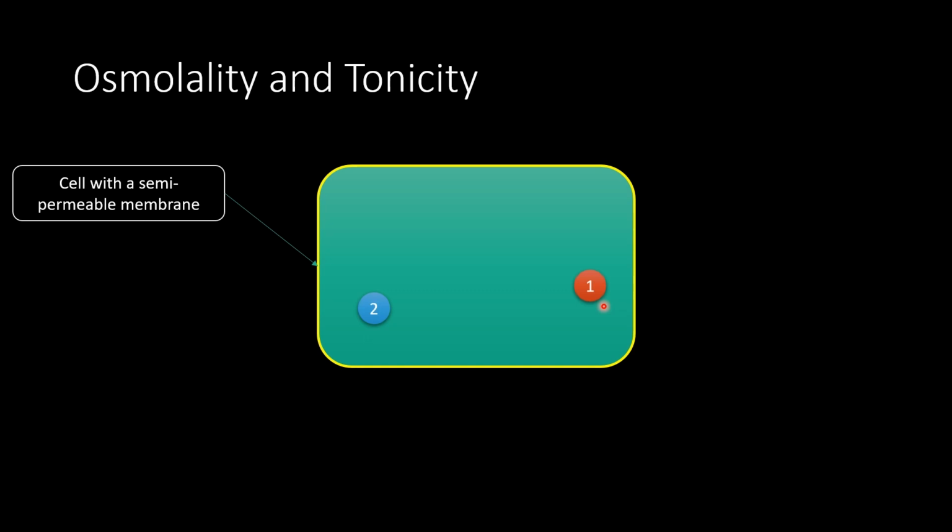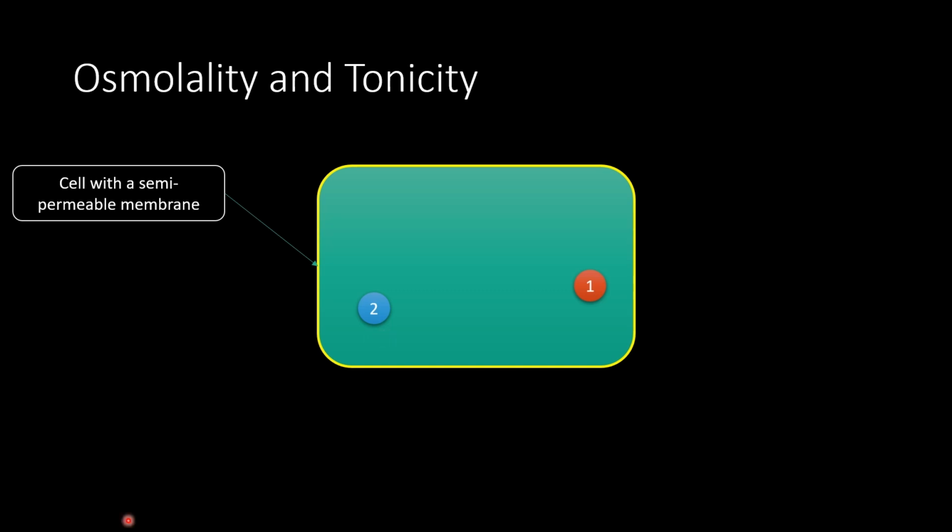That means both the solutes will give rise to increased osmolality if the concentration increases, but only one solute will cause effective or ultimate movement of water with its concentration increasing, and the other solute will not cause movement of water with its concentration increasing. So solute 2 becomes an ineffective osmole. It gives rise to osmolality, but it doesn't give rise to tonicity. That is what is meant by tonicity.